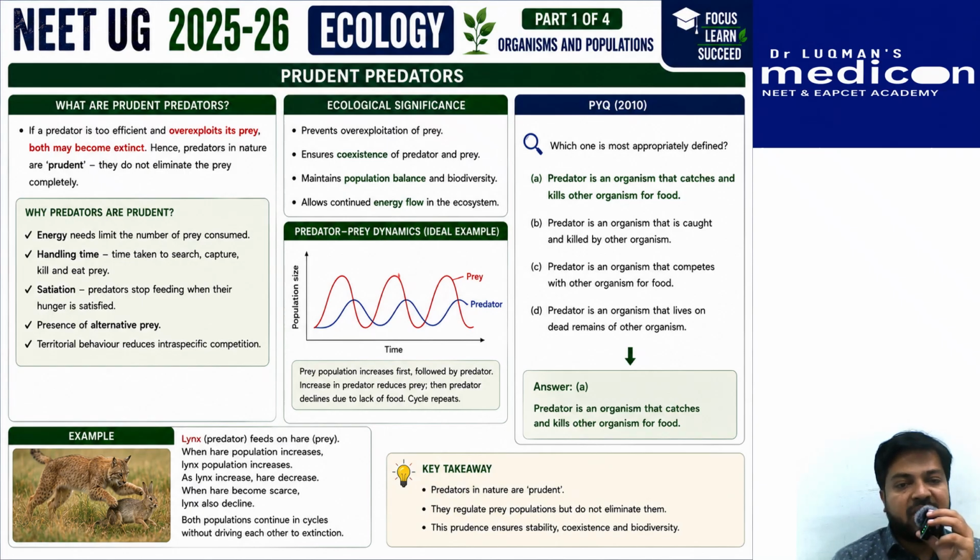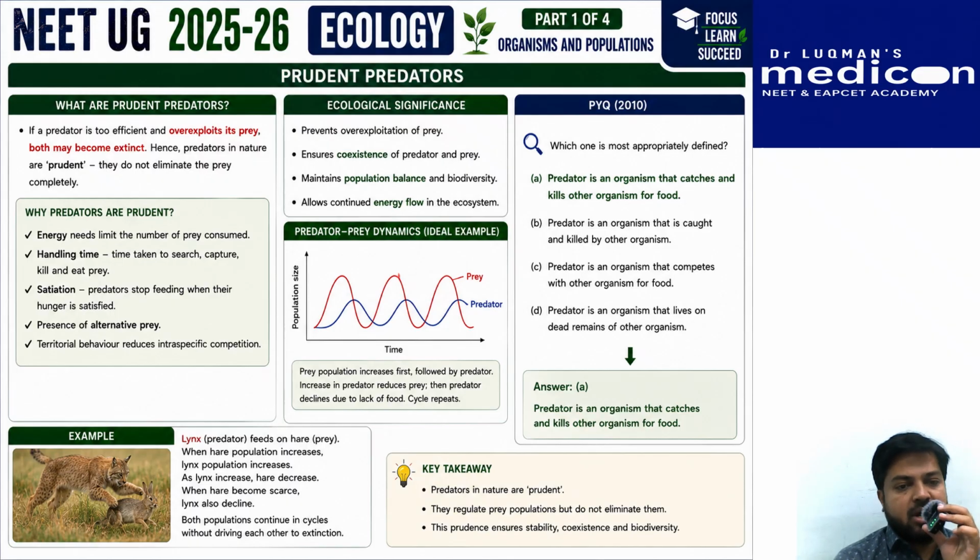The predator prey dynamics, that is the ideal example, this is the graph. Okay, prey population increases first, followed by predator. Increase in predator reduces the prey, then predator declines due to the lack of food. The cycle repeats. That's how the prey and predator is going to come. The blue line is an example of predator and the red line is an example for prey. Okay, let's see an example.